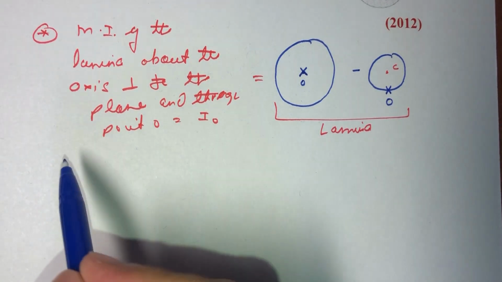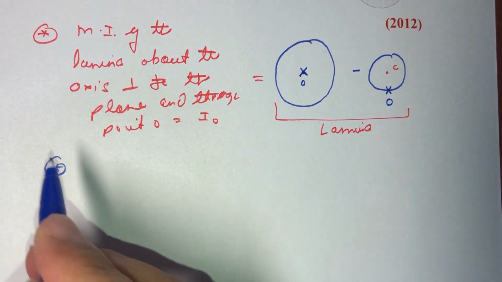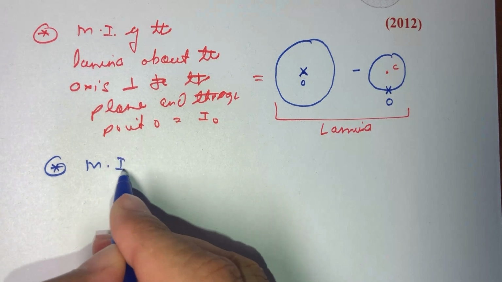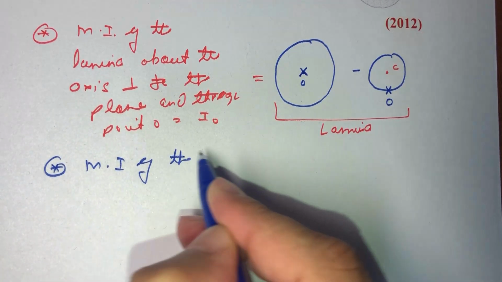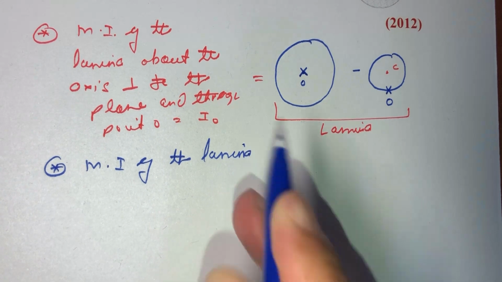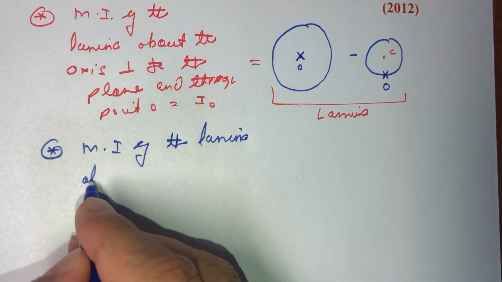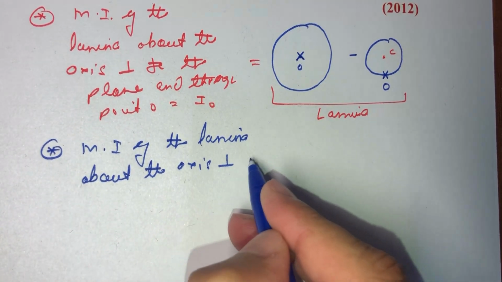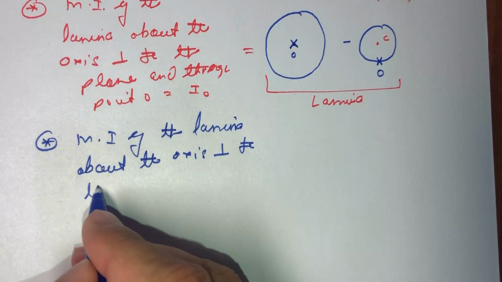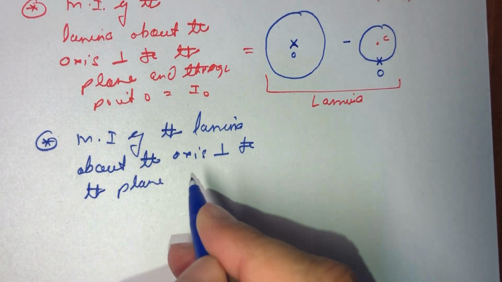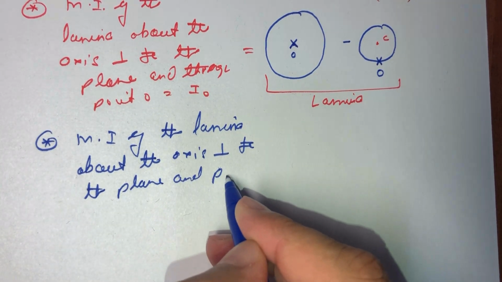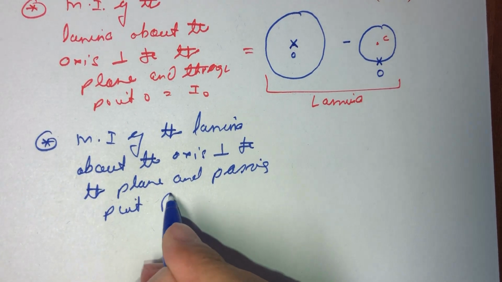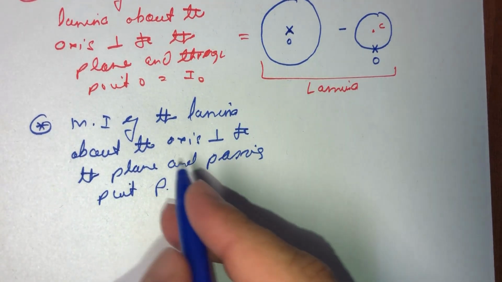In the second part, we have to find out IP, and IP is the moment of inertia of the lamina about the axis perpendicular to the plane and passing through point P, which is being called IP.